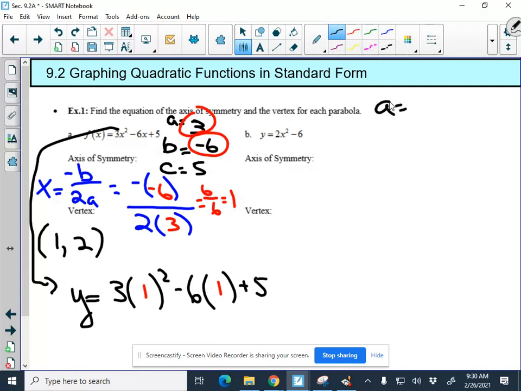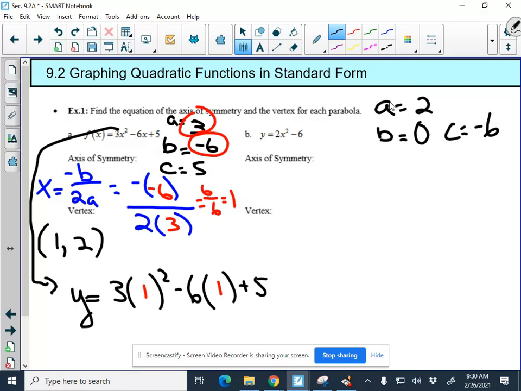What is A in part B? 2. What is B? Trick question. Do you see an X? So what's B? 0. And C is -6. So make sure you can identify A, B, and C.